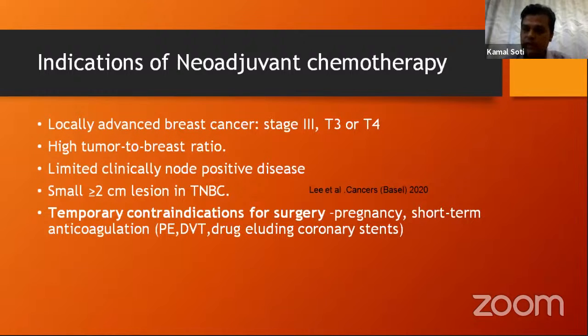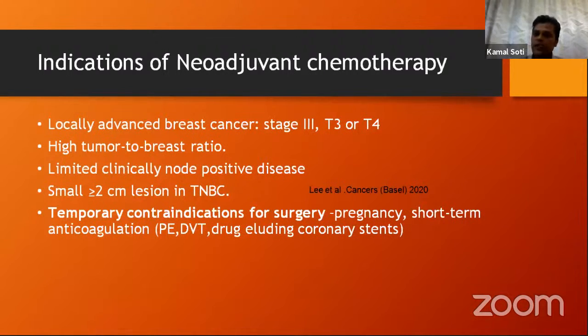What I want to state is, in the past, adjuvant chemotherapy, that means first giving a surgery, then going for the adjuvant chemotherapy, was the norm, especially in all types of breast cancer cases. But nowadays, more and more patients are receiving neoadjuvant chemotherapy.